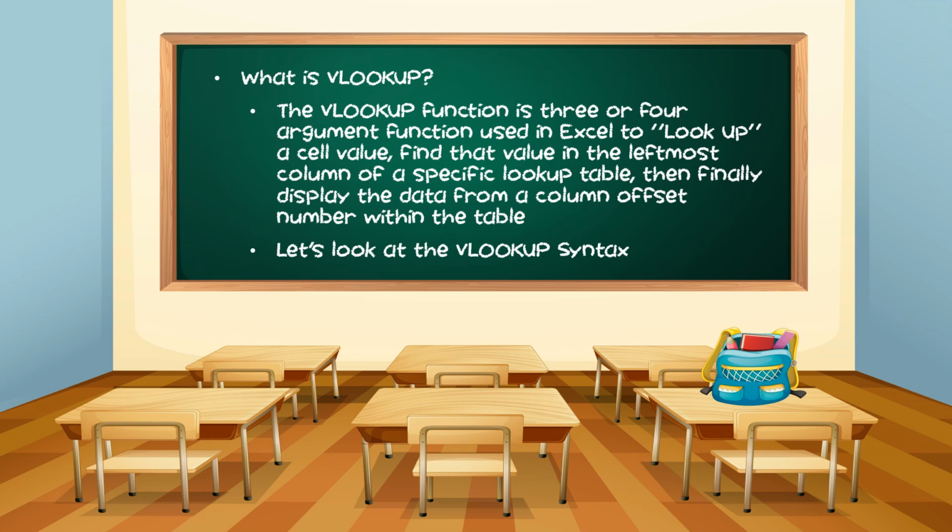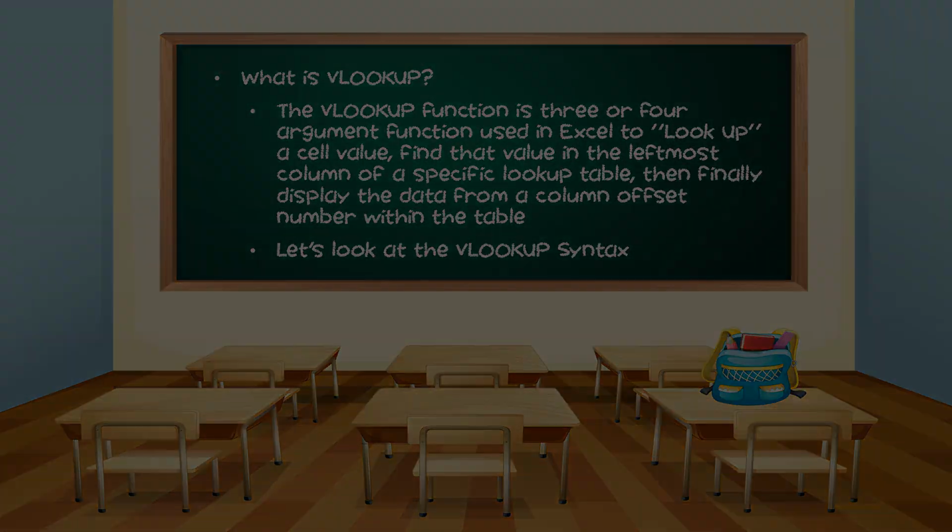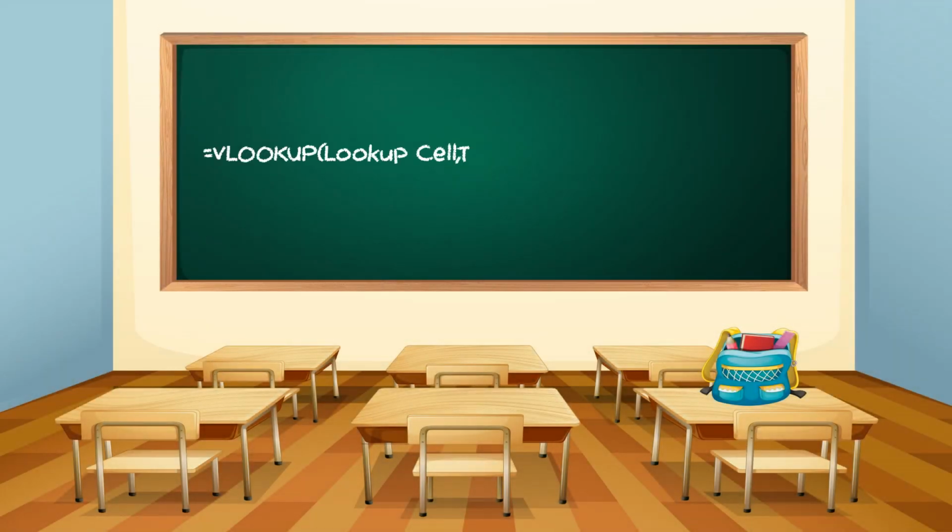Let's look at the VLOOKUP syntax. The syntax is equals VLOOKUP open parentheses, the lookup cell, the table where you want to find the lookup cell, and then lastly the column offset number. There's also an optional fourth argument for true and false, which we'll get to in our exercise. Let's go ahead and get started.